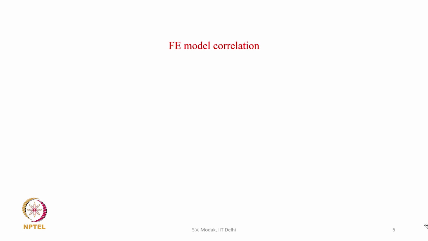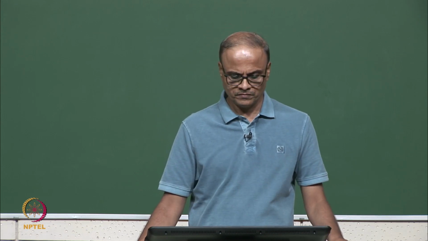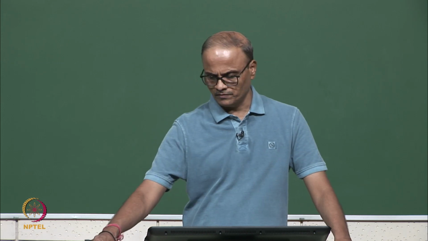FE model correlation is the quantification of the difference between the predictions of the FE model and the modal test data. The quantification of this difference is referred to as FE model correlation, that is, how much or to what extent the FE model predictions correlate with the modal test data. So, that is FE model correlation. Now, how can FE model correlation be done?